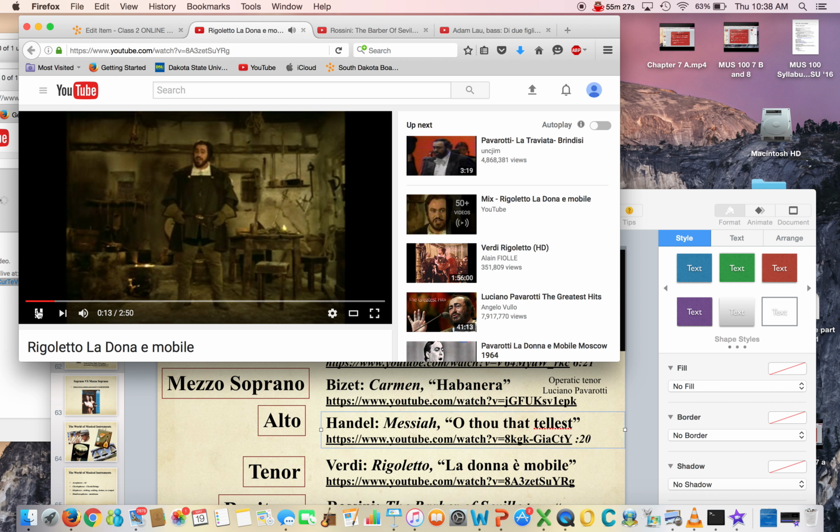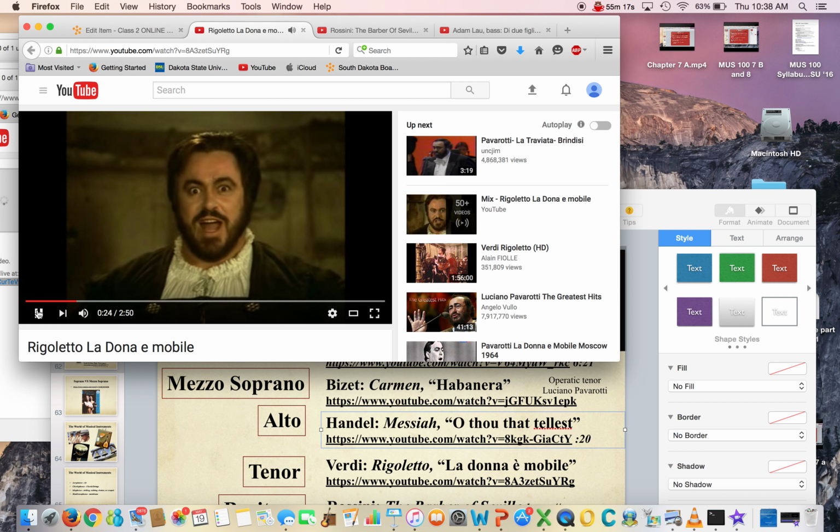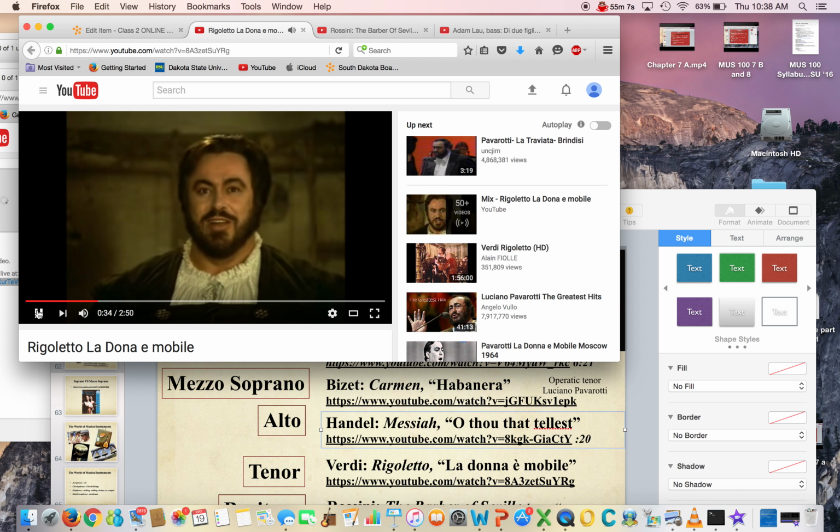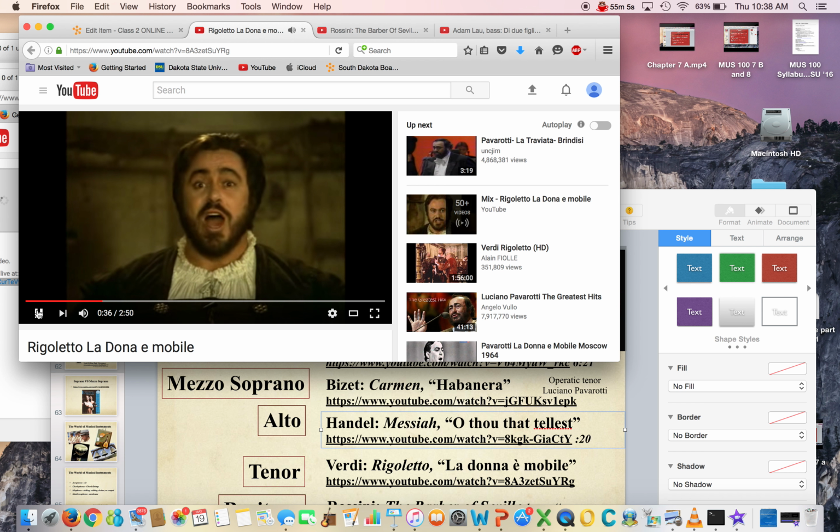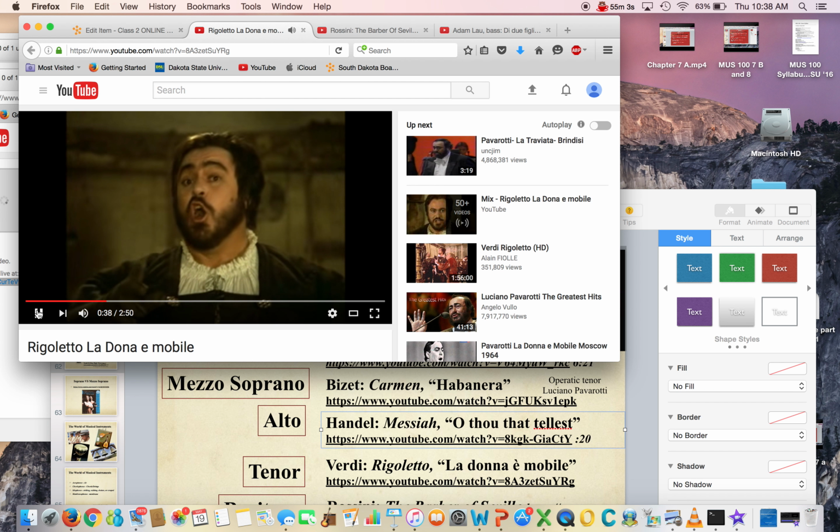La donna è mobile, qual piuma al vento, muta d'accento e di pensiero. Sempre un amabile, leggiadro viso, in pianto o in riso è menzognero. La donna è mobile, qual piuma al vento, it's going to go really high. Muta d'accento. Right there.